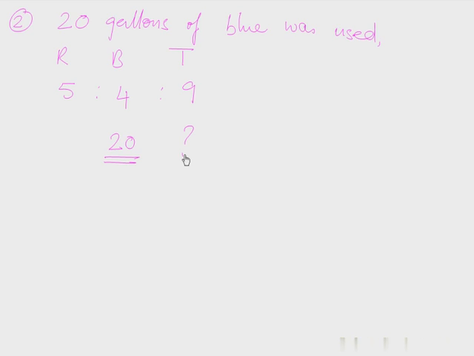So I need to find this out. The commonsensical approach would be 4 has become 20. That means I've hiked it up 5 times. So the total will also go up 5 times and this will be 9 times 5 equal to 45.